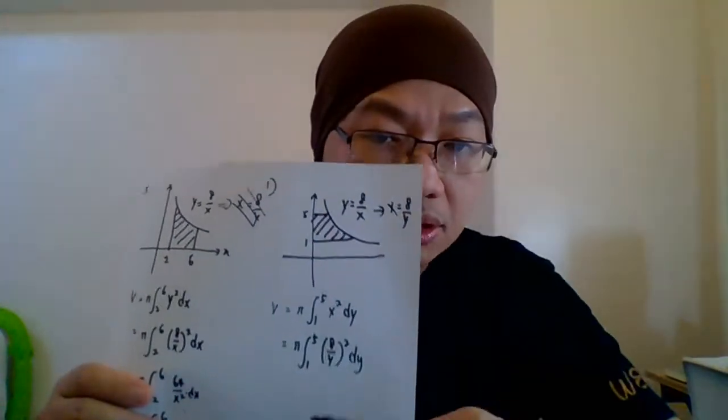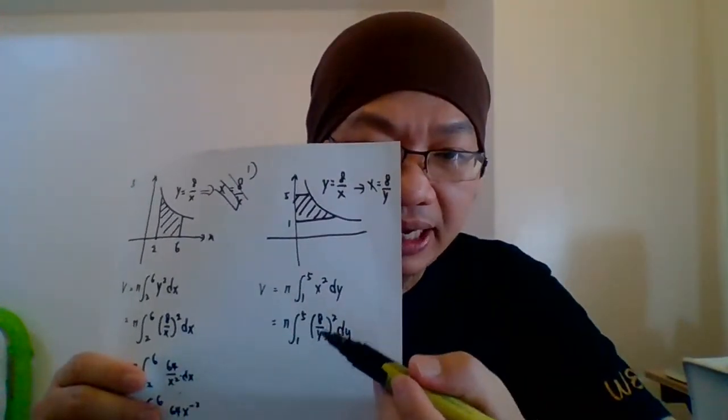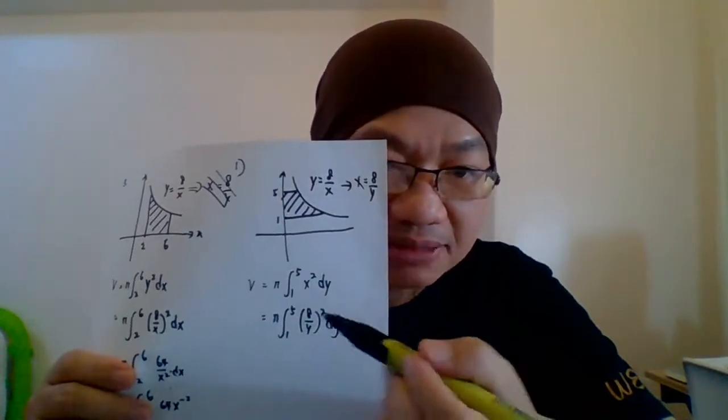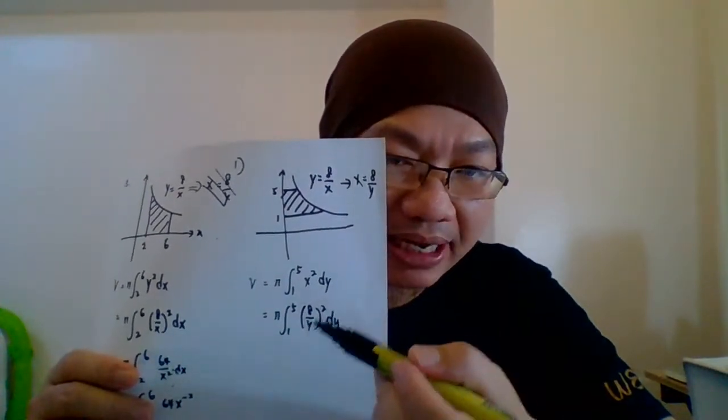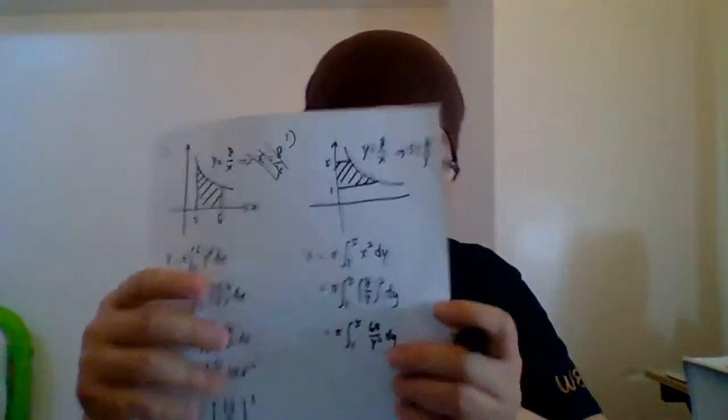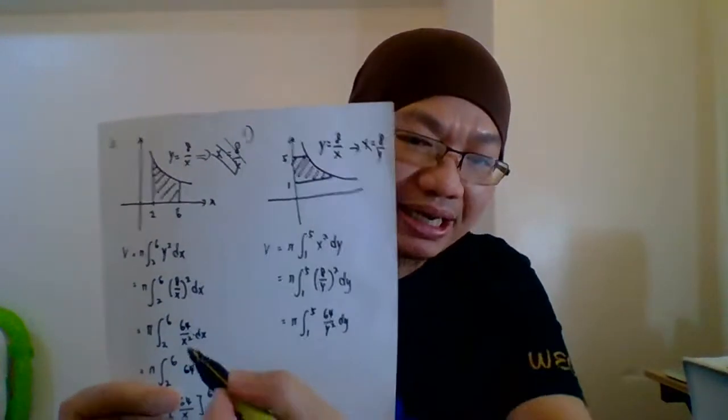Okay. Integrate 1 to 5, 8 over y squared dy. Now, before we integrate this, make sure you expand the bracket first. You must expand this bracket. So, you're supposed to get 64 y squared dy. Don't forget the dy. Don't forget the dy, dx here.